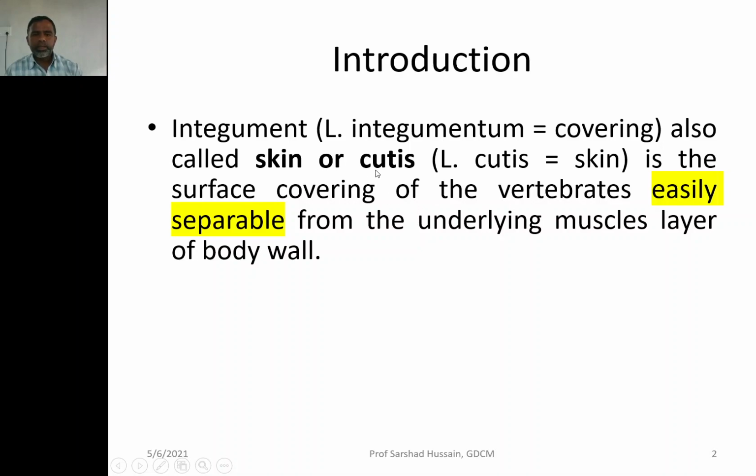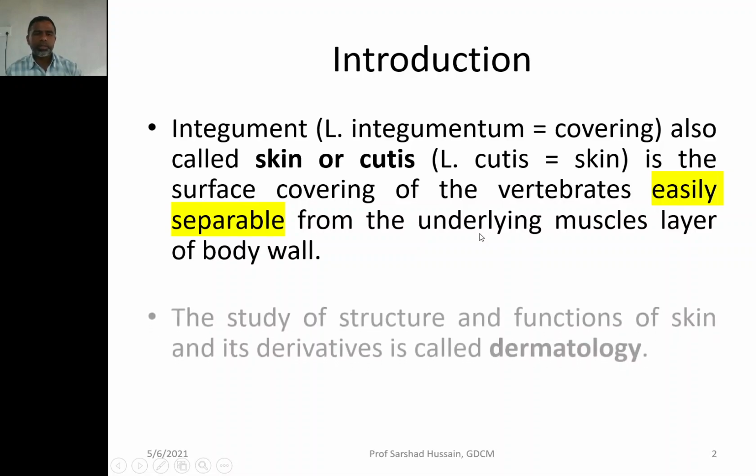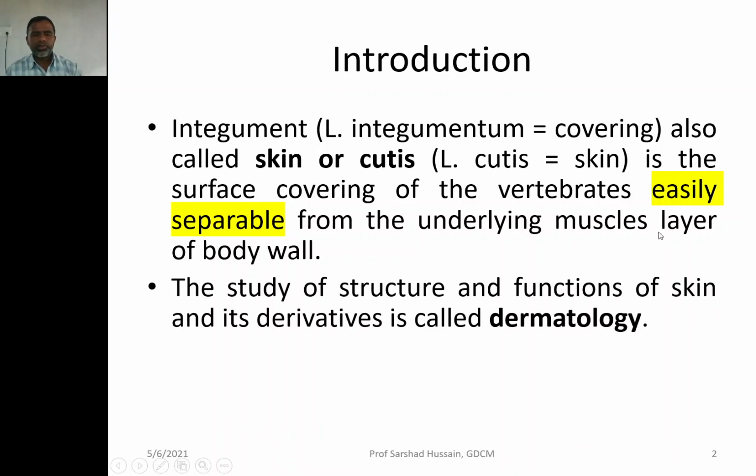and this skin or cutis or integument is easily separable from underlying muscle layer of the body wall. So it means you can separate it easily from the body. That you might have observed when the animals are slaughtered and the skin is taken out. So because of its nature of easily separation from the underlying muscle layer, it is possible. And the study of the skin or the integument or the cutis is called dermatology.